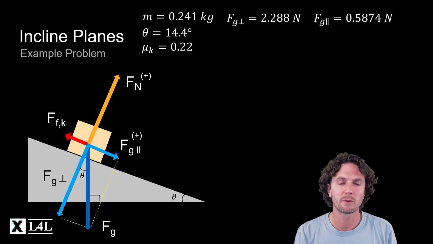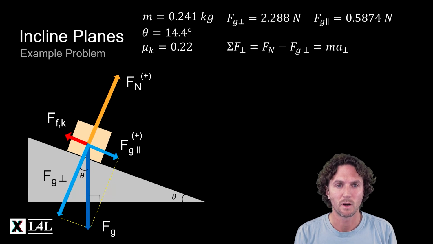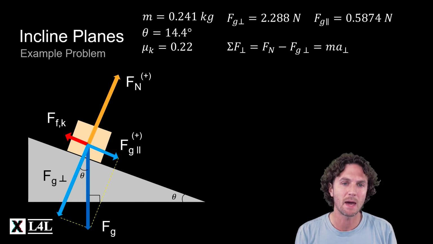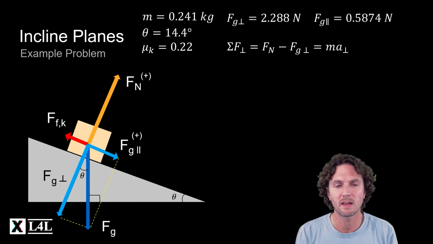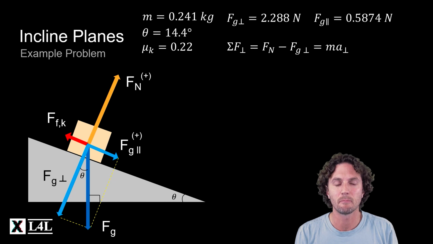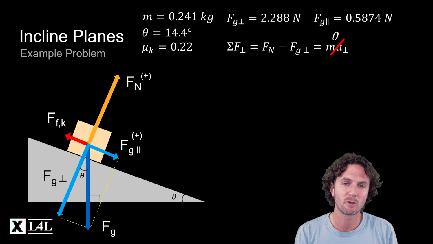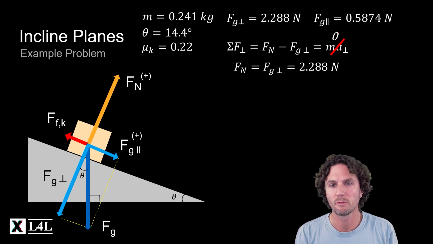So now that we've broken up those two components of gravity, we have the forces we need to start applying Newton's second law. Let's sum the forces in the perpendicular direction, where the normal force is positive minus the force of gravity perpendicular, equal to the mass times the acceleration in the perpendicular direction. As you can see, the block does not accelerate in the perpendicular direction of the inclined plane. Therefore the acceleration is 0, and we find that the normal force is equal to the force of gravity in the perpendicular direction, which was 2.288 newtons.